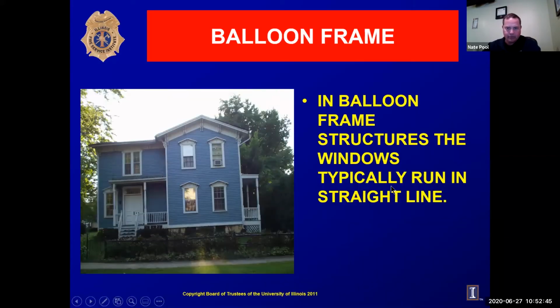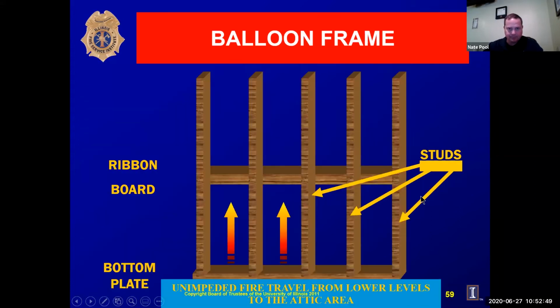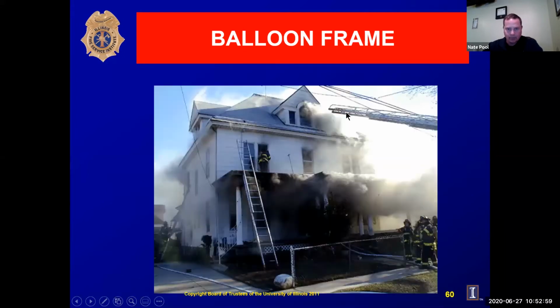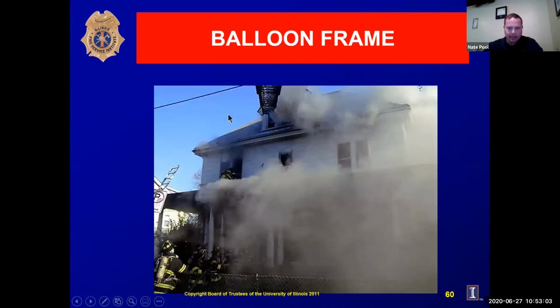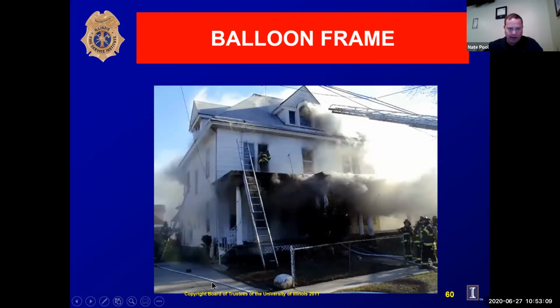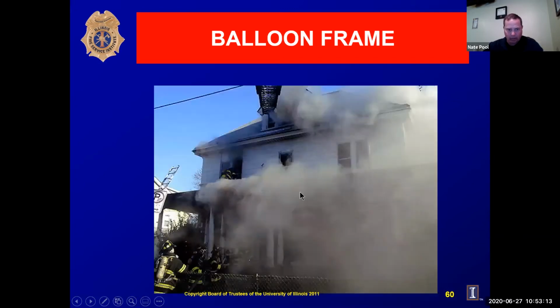Like I said, windows typically run in a straight line. They stack one on top of the other. And this is just another illustration of how you get unimpeded fire travel from the lower areas to the attic. So here's another one. You can see we've got smoke coming from the attic space, smoke coming from the first floor, and I bet there would be smoke coming from the basement as well.